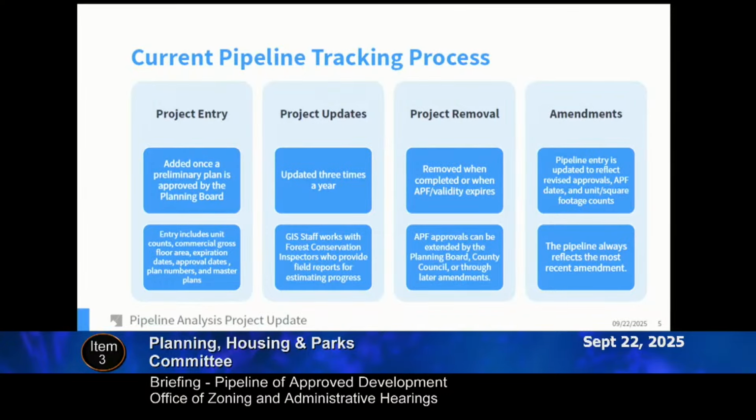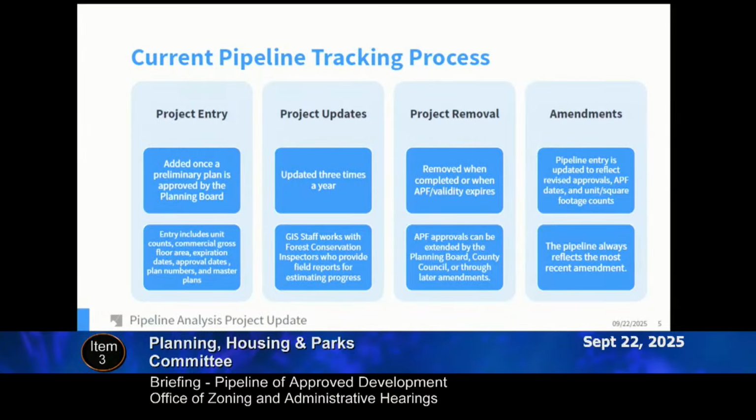So I'm also going to present a little bit about the current process we use for tracking on the pipeline. The current process for creating the pipeline database starts when a preliminary plan is approved by the Planning Board, since that's the first binding approval for density and subdivision. Once approved, a project is added to the pipeline with data on unit counts, commercial gross floor area, expiration dates, approval dates, as well as tracking of unbuilt units. The pipeline is updated 3 times a year with new approvals added, expired approvals removed, and unbuilt unit counts updated if necessary. Planning staff works with our forest conservation inspectors to track unbuilt units, with the inspectors reporting out on progress after doing their inspections.